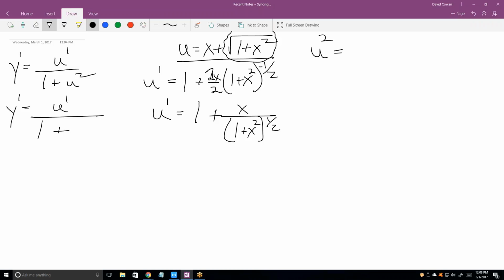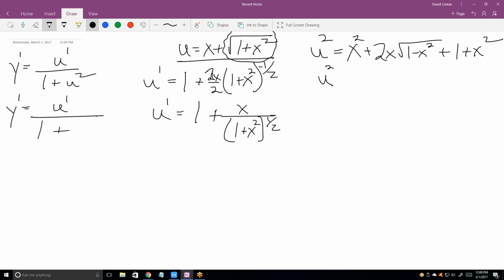You've got to FOIL these two things together. So it's x squared plus x root 1 plus x squared, and then plus x root 1 plus x squared, and then that squared is just that thing without the radical sign, so 1 plus x squared. Okay, and now we can simplify that a little bit.